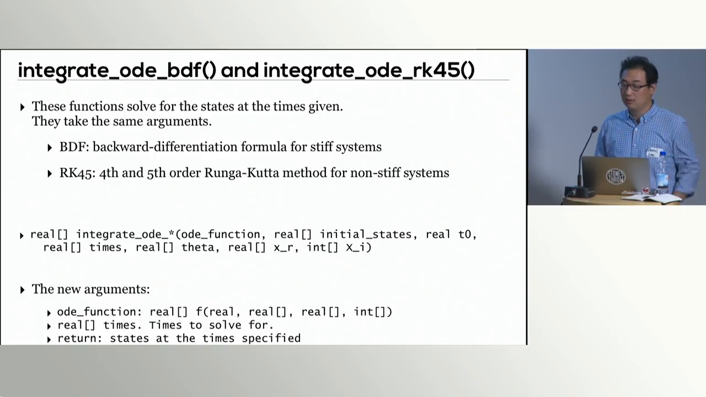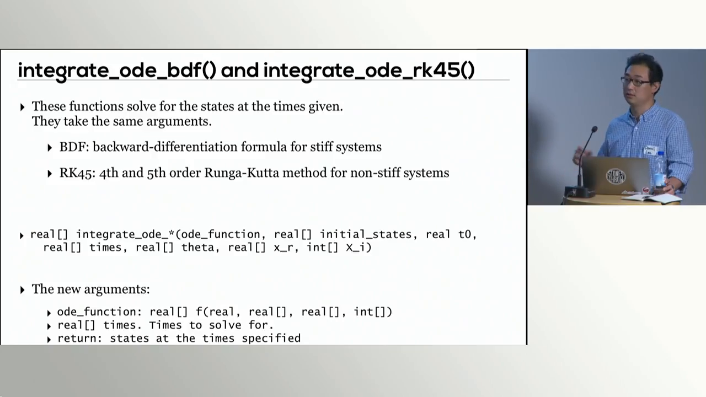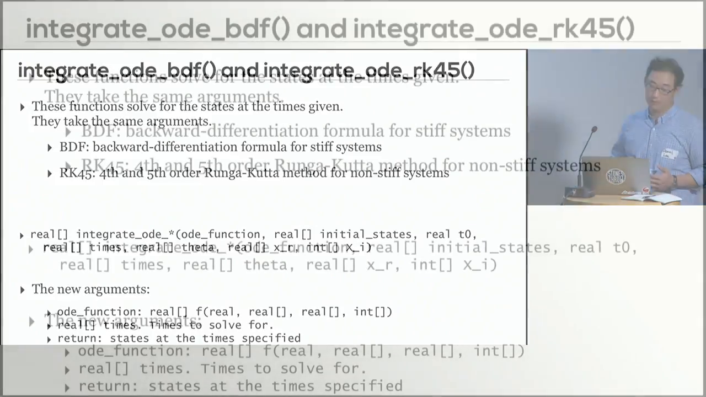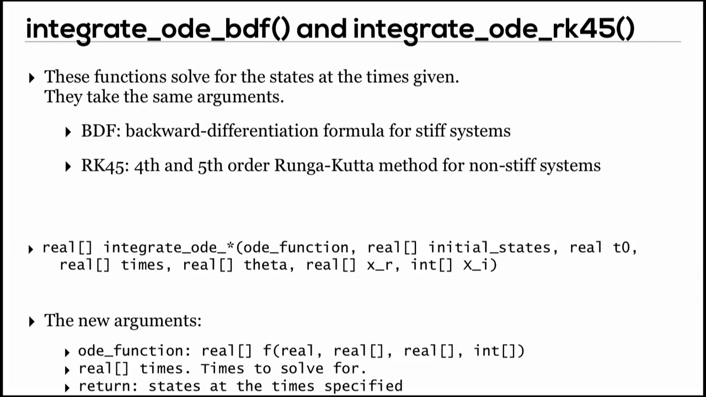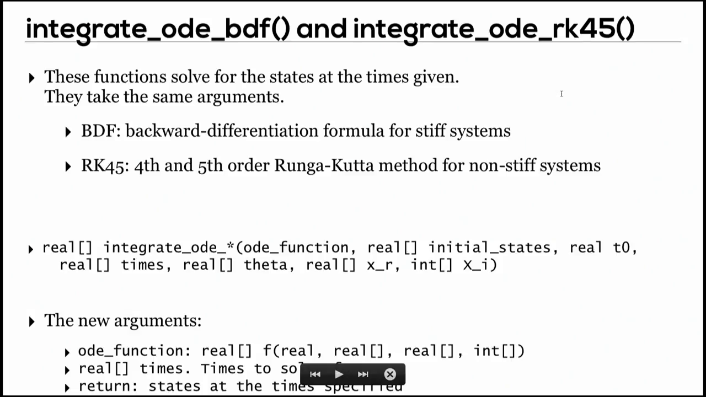There are two integrate ODE functions that we have in Stan, BDF and RK45. When you use them, they'll give you back the solutions of the states at the times you specified. BDF is for the backward differentiation formula, and this is for stiff systems. And RK45 is for, did I get that backwards? For non-stiff systems. They take the same arguments, so you're able to swap out just the underscore BDF with underscore RK45 if you want, and there's no problem.